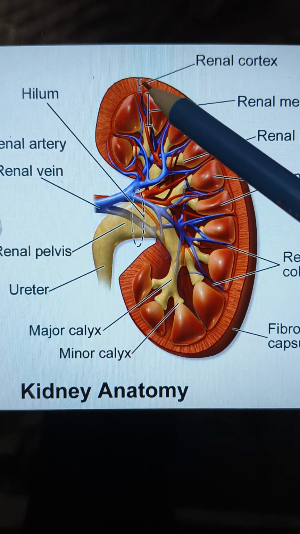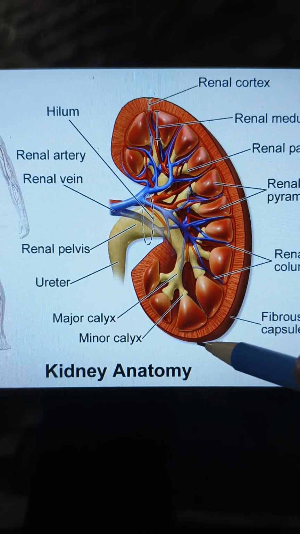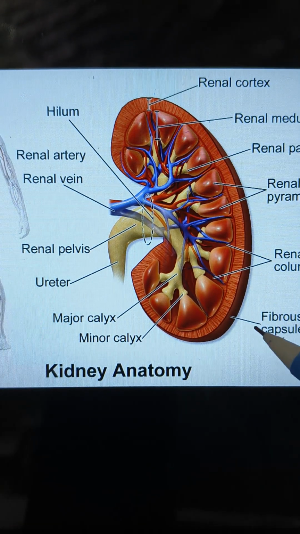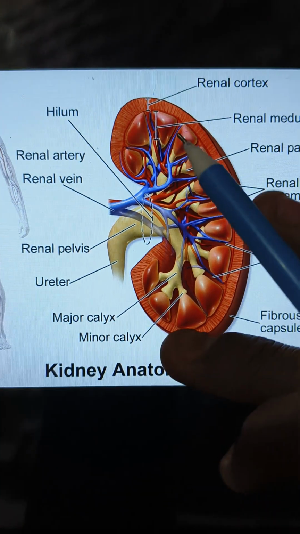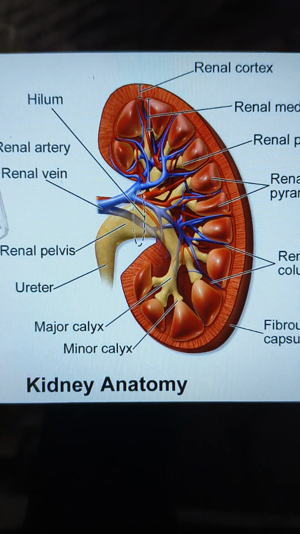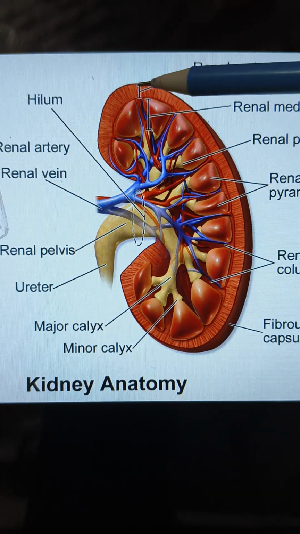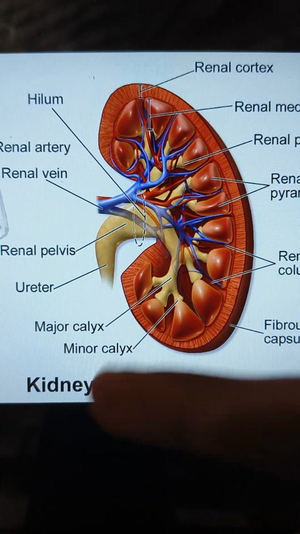I already told you about the renal capsule. The renal capsule is the outer layer of the kidney. It is made up of fiber, and it is also known as the fibrous capsule. After that, inside the kidney is the renal cortex. It is bulk-like. In an orange, the outer peel is orange color, and the whitish bulk is the cortex.